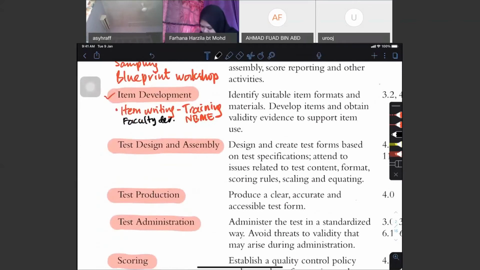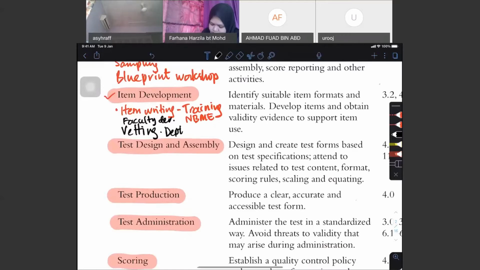So item development, item writing, and also what we call the vetting process. Vetting means having someone else look at questions. Usually, a committee or a team of people will look at questions. What usually is done, at least in USM, is vetting at several levels. One is at the department level.